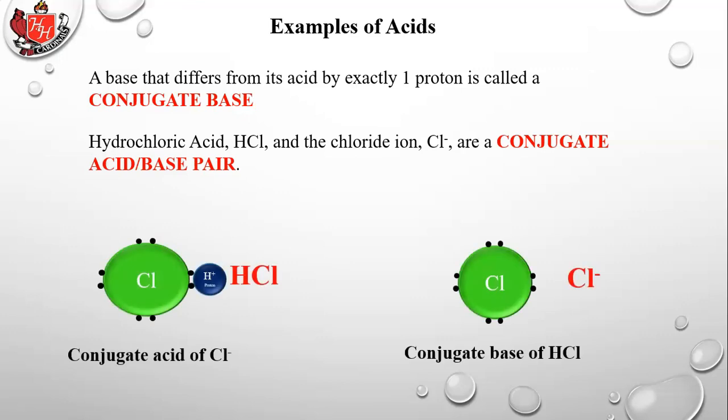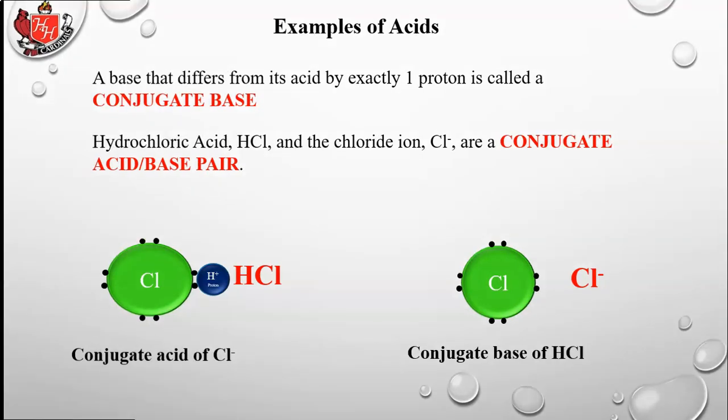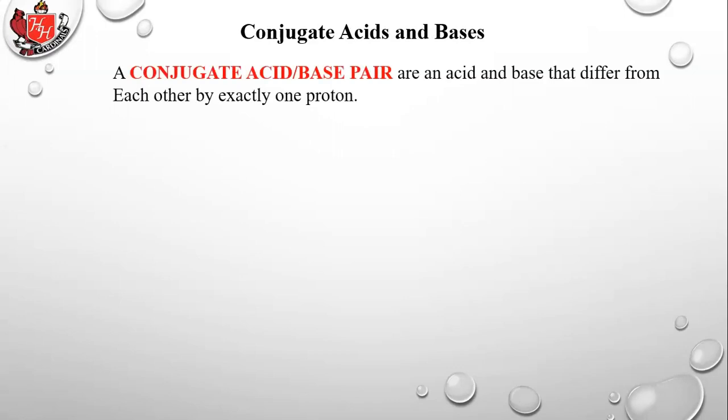So there you see it. HCl is a conjugate acid of the chloride ion, and the chloride ion is the conjugate base of HCl. So the difference between those two is that one little blue proton right there. That's the difference, and that makes them a conjugate acid-base pair. Again, the significance of conjugate acids and bases will come later on in this unit. A conjugate acid-base pair are an acid and base that differ from each other by exactly one proton.